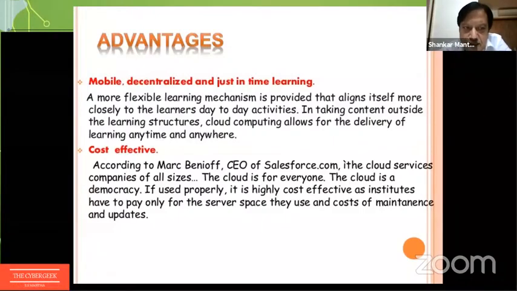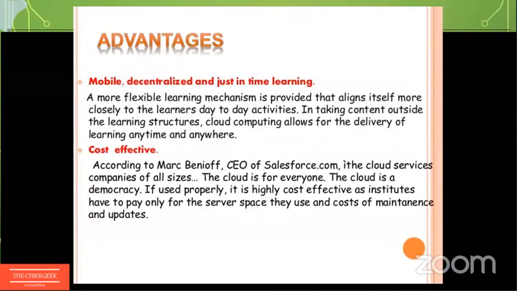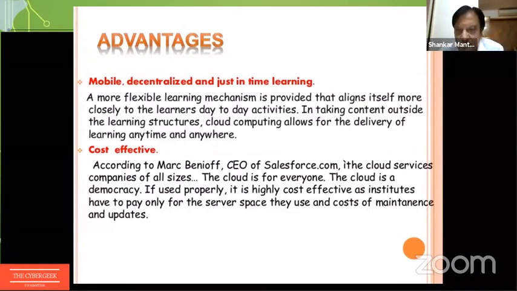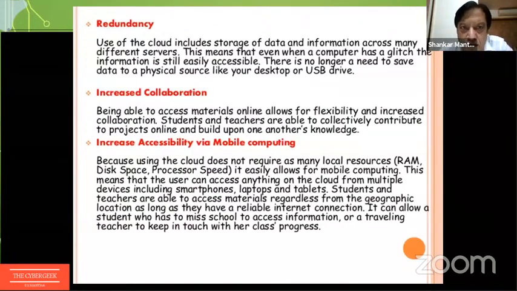According to him, you have cloud services for companies of all size, which means institutional size also doesn't matter. If you had 30,000 students or 3,000 students, it doesn't make any difference. There is redundancy using the cloud, which includes storage of data and information across many different servers. So it's also not that in a virtual environment you have one server somewhere. It's multiple servers, multiple sources, and so on. So there's a lot of increased collaboration that's possible. Accessibility via mobile computing is possible. Computing on the fly is done. So you don't need resources at your end, on your mobile, on your PC, but you can source all those requirements from a cloud.